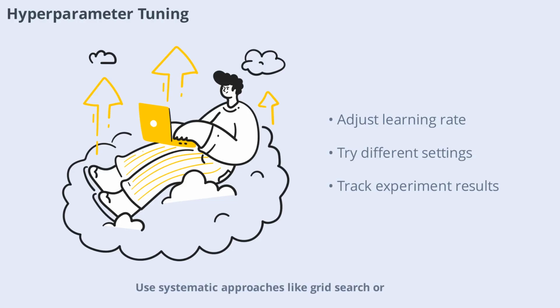Use systematic approaches like grid search or random search to find the optimal values. Keep track of your experiments and compare results to identify the best configuration for your narrow AI system.